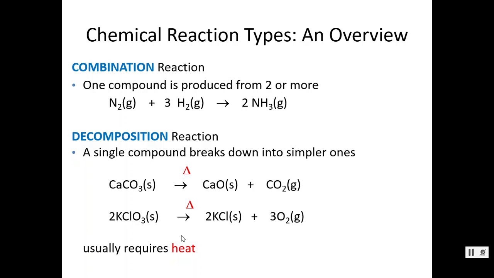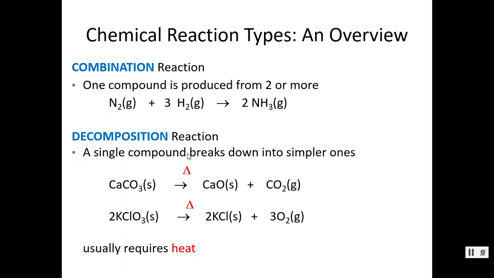Many chemical reactions are simple combination reactions where you take two simple substances, like in this case, gaseous nitrogen and gaseous hydrogen, and you combine them to form a more complex product, in this case, NH3. So combination reactions, you can think about it simply as A plus B to give you AB.